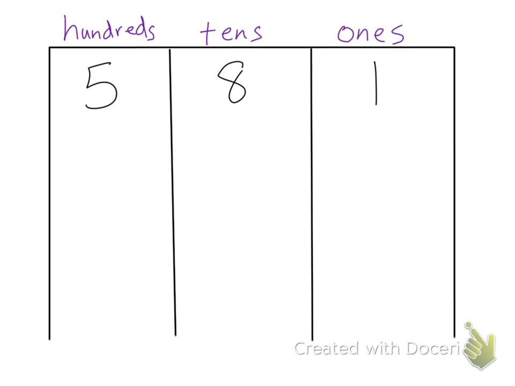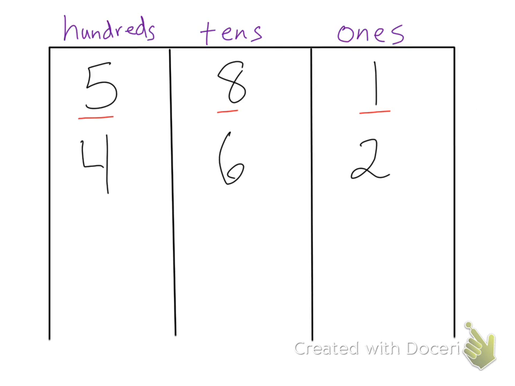So we read this as 581. We only say the word "and" if there's a decimal point. So this number does not have a decimal point, so we don't say "and." All right, what about 462? We have 462. Okay, remember you do not say the word "and" in between the tens and the ones. You only say "and" if there's a decimal point.